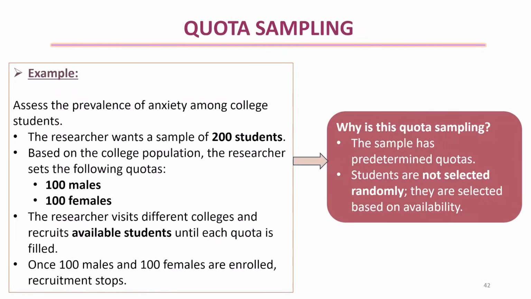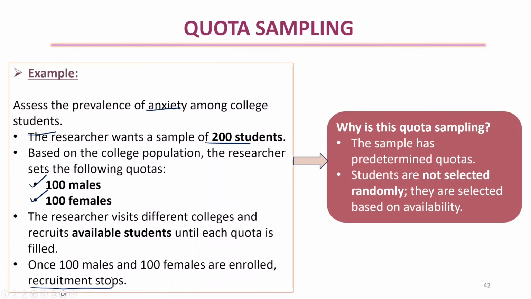Let's understand quota sampling with a simple example. Suppose a researcher wants to assess the prevalence of anxiety among college-going students. The researcher wants a sample of 200 students. Based on the college population, the researcher decides that the sample should include 100 males and 100 females. The researcher then visits different colleges and recruits students who are readily available. Recruitment continues until exactly 100 males and 100 females have been enrolled. Once these quotas are completed, participant recruitment stops.